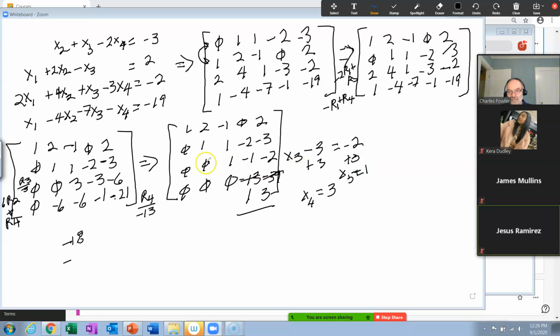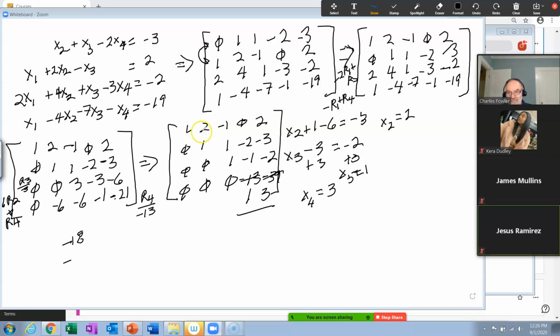Okay? Now go up here to this one. This tells you that x2, this is why it's called back substitution, plus x3, well x3 was 1, so plus 1, minus 2 times x4, so that would be minus 6, is equal to minus 3. That's what this row tells you. Well, this is a minus 5. Add 5 to minus 3, and you get x sub 2 is equal to 2.